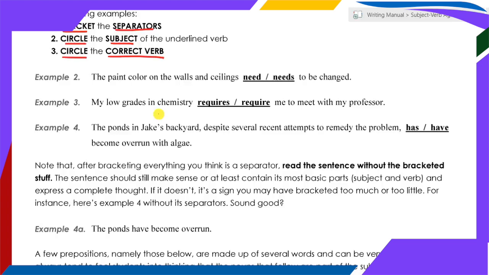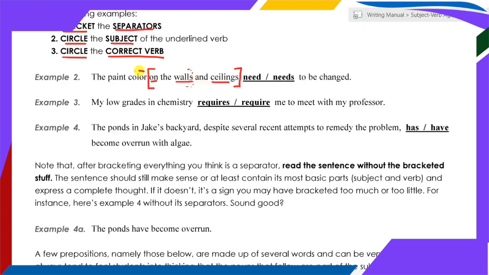Example 2: The paint color on the walls and ceilings needs to be changed. So what we're going to do is spot this preposition. We're going to start our bracket there. Now be careful of ending your bracket after walls. This preposition on actually has two objects, walls and ceilings, both plural nouns. I'm going to end my bracket after ceilings, and then the whole point of bracketing that separator is to read the sentence without the separator, and most likely we will be able to tell very easily what verb we need.